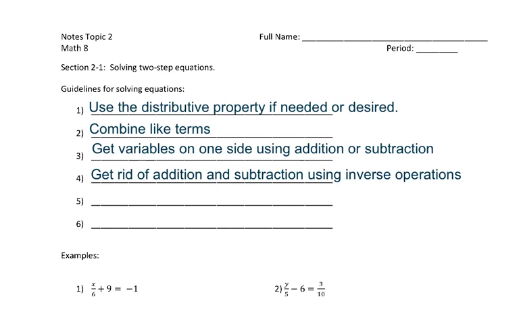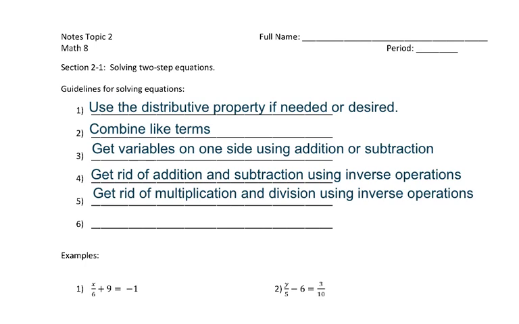Once the addition and subtraction is gone from the problem, we move on to step 5, which is getting rid of multiplication and division using inverse operations. At this point, the only thing left to do would be to simplify your answer if possible. So those are the 6 guidelines for solving any kind of equation. You will not always use every single step, but you should go in order and ask yourself if you need to use each one in order. So let's go ahead and get some examples done.